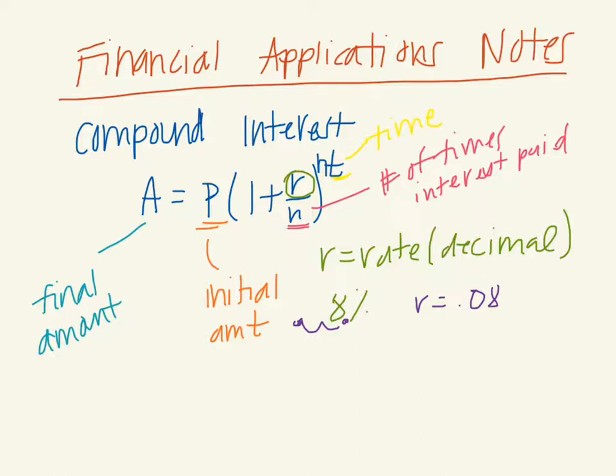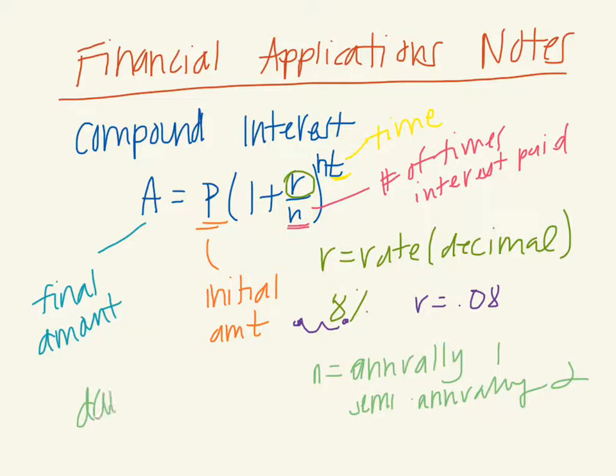Something else I should mention about the N value. N is the number of times it's compounded. A lot of times you'll see annually, in which case you're going to use 1 for N. If you have semi-annually, you're going to use 2. Quarterly, you would use 4. Monthly, you would use 12 for N. And then last but not least, if you have interest that's compounded daily, you're going to use 365 for N. So just a couple things to keep in mind.